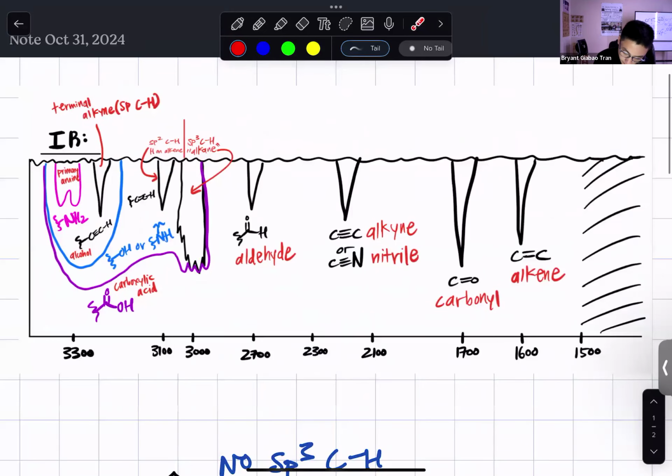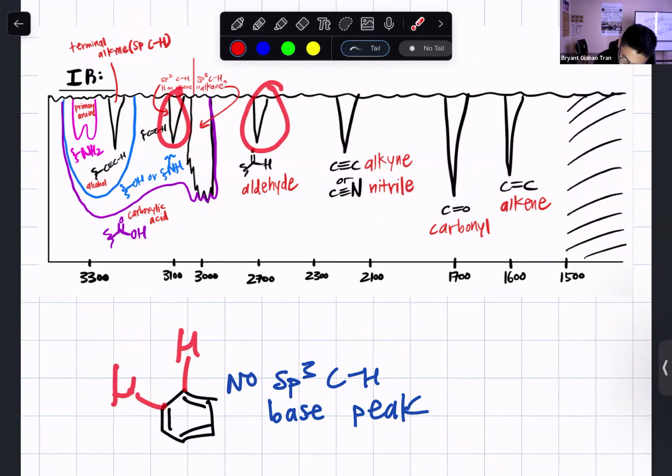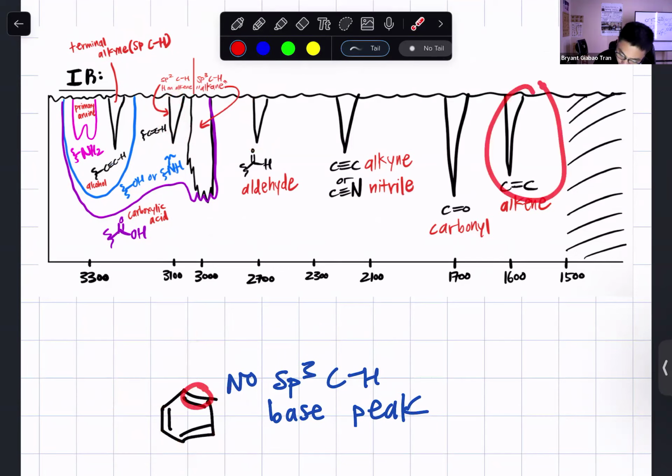If you see a sharp peak at around 3100, that's going to be an aldehyde. Well, no. An aldehyde is 2700. At 3100 is an sp2 carbon hydrogen. So a benzene will have a sharp peak at around 3100, showing these sp2 carbon hydrogens, and it will also have the alkene carbon double bond carbon peak at 1600.